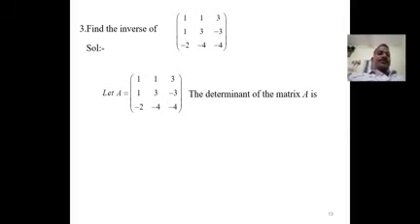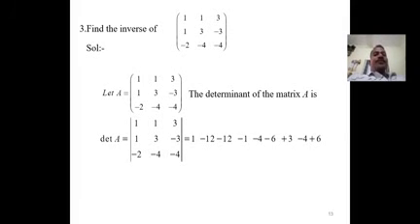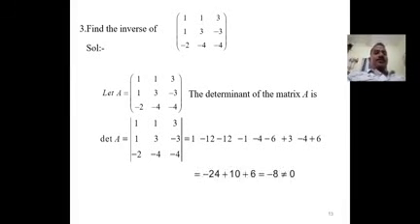For that, the determinant of the matrix A is the determinant of 1 1 3, 1 3 minus 3, minus 2 minus 4 minus 4, that equals 1 into minus 12 minus 12. Sorry, here the bracket is missing. 1 into (minus 12 minus 12) minus 1 into (minus 4 minus 6) plus 3 into (minus 4 plus 6). Here the typical mistake, that will get it as minus 8, which is non-zero. Therefore A is a non-singular matrix. Therefore we can find its inverse.